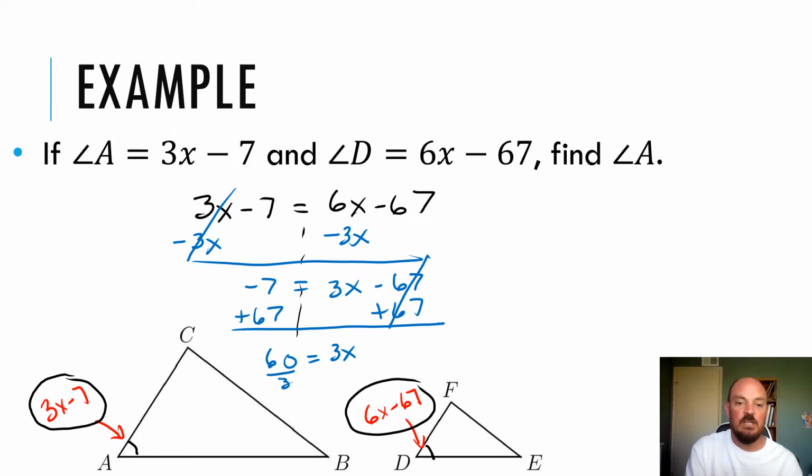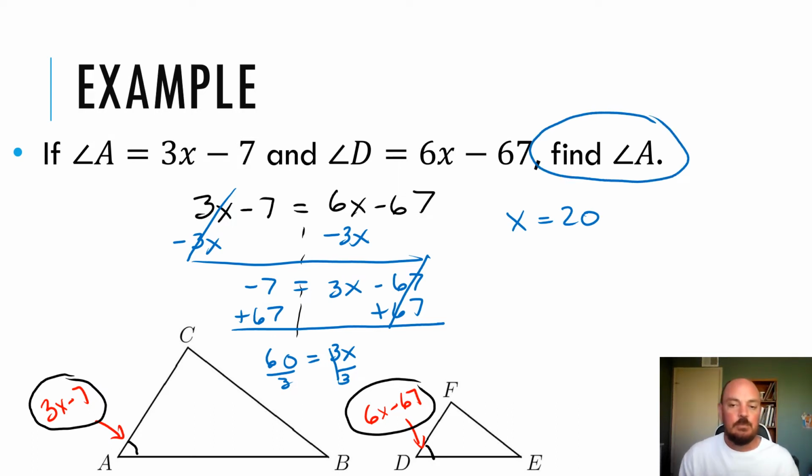Last step would be divide by 3 to cancel that out. And what I get, 60 divided by 3 is 20. So I get x equals 20, which is not the answer to the question. Remember, every time you think you finish a question like this, go back and look at what I asked you to do. I didn't say solve for x, I said find a.